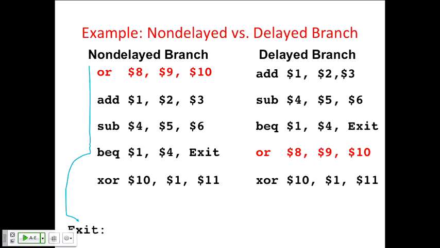This OR instruction writes register 8. The branch doesn't depend on this instruction in any way. Right, 8 is not used by these instructions. So this OR instruction, I can just move it down and put it in the branch delay slot. So now the branch happens a cycle earlier. This happens in the delay slot. And I'm at exit. And I don't have a control hazard anymore.